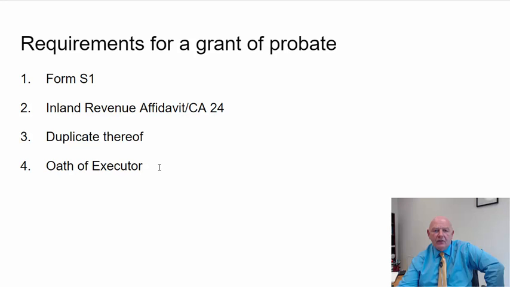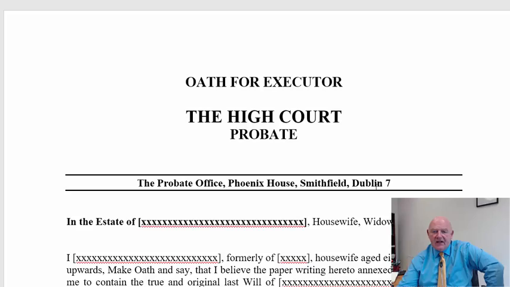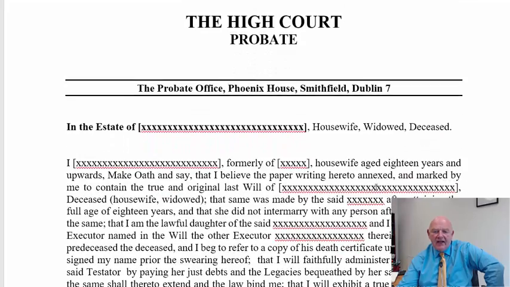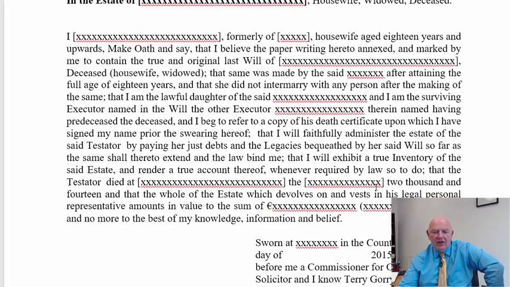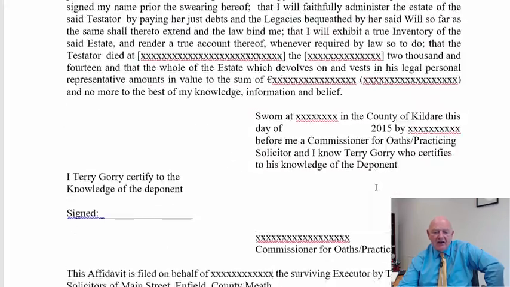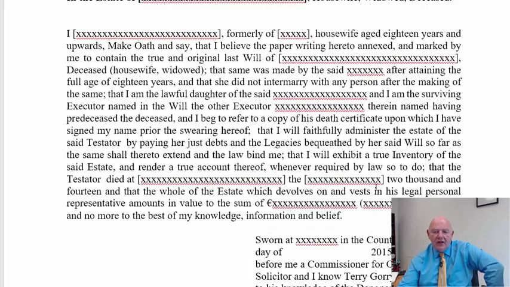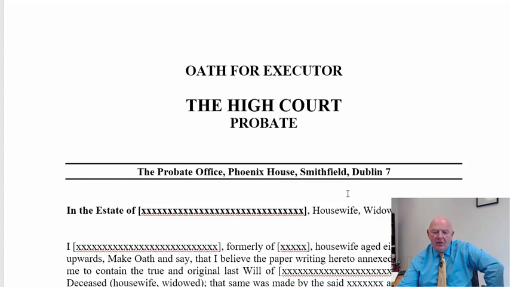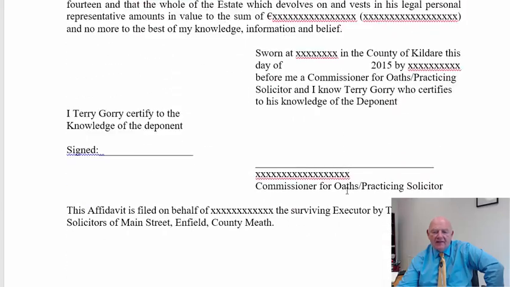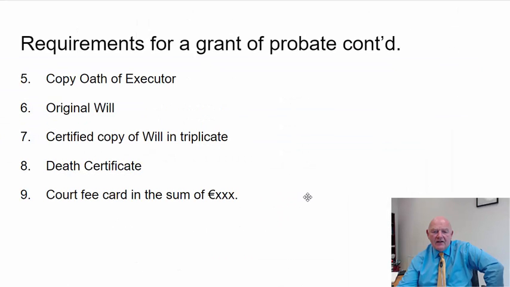Basically, this is an oath which, if I could bring it up here, yeah, this is what an oath of executor looks like. So the executor basically swears that they will faithfully and honestly and lawfully administer the estate in good faith and not make off with any money or anything like that. So that's the oath of executor, and it is a formal sworn document and it needs to be sworn in front of a solicitor or peace commissioner. Next, you need a copy oath of executor, so that's straightforward enough.